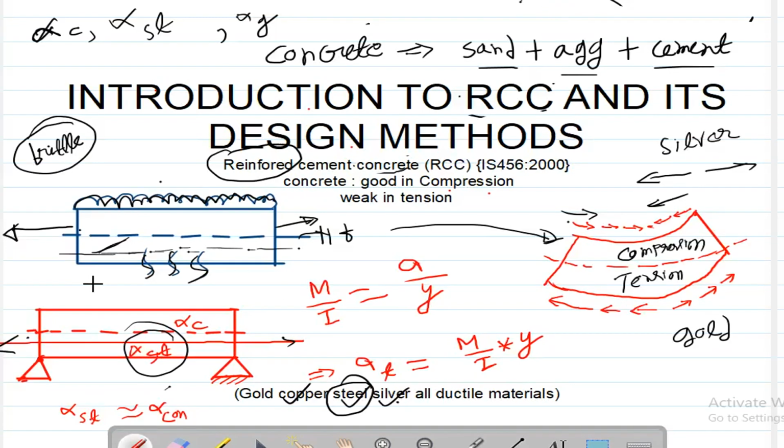Okay. Next, if you see the simple bending moment equation, that is M by I is equal to sigma by y. Sigma is the stress developed in the beam, equal to the moment divided by the moment of inertia, times y, the distance from the neutral axis to the extreme fiber. With the help of this equation, we can calculate the values of sigma, or stress, in that particular member.